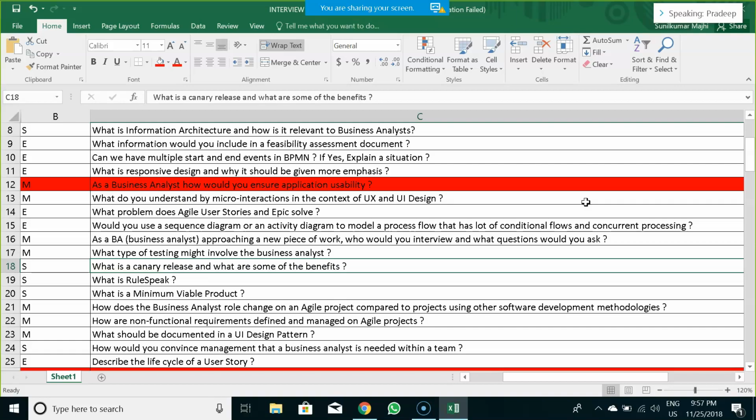As a business PA, how would you ensure application usability? Let's first define what usability is. It's basically the measure of the interactive user experience with a system, like a business system, website or mobile application, applying the fields of human factor psychology and human computer interaction. It's the quality of the system that makes it useful in achieving a user's goal, effective and easy to use, quick to learn, and likable, that is, subjectively pleasing to people.